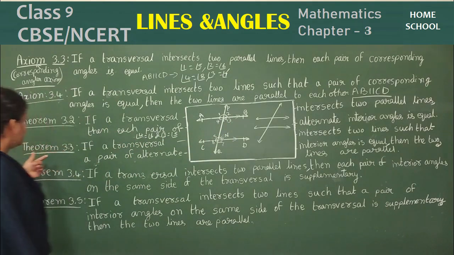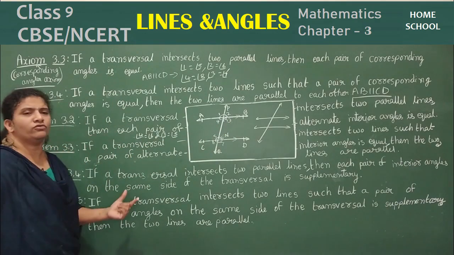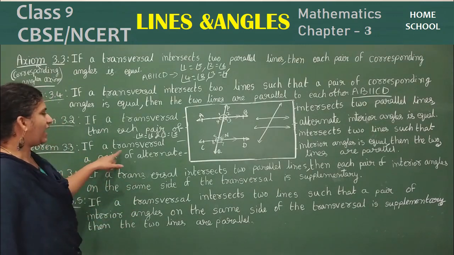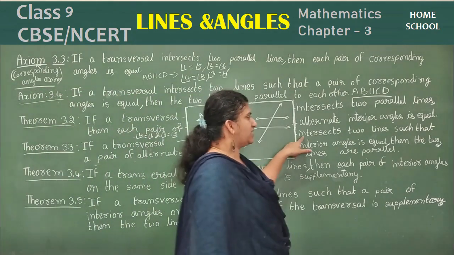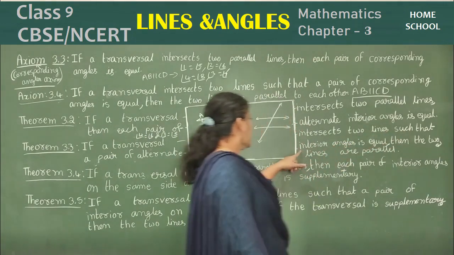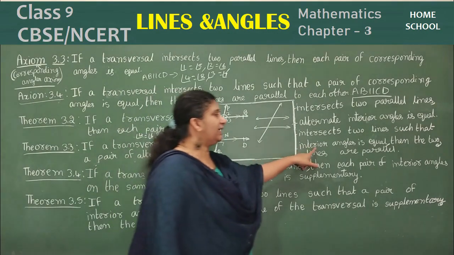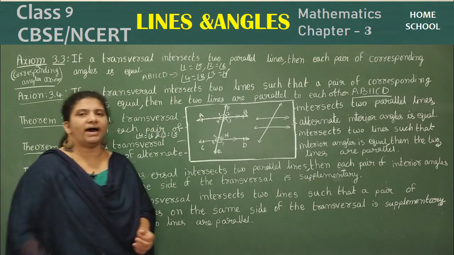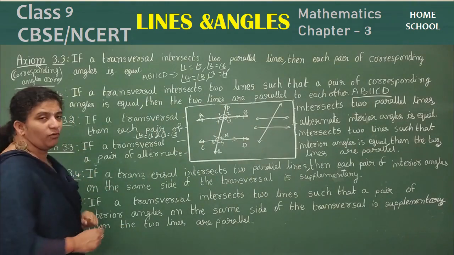So next theorem statement, look at theorem 3.3. These are all proofs, not needed. Just remember the statements. If a transversal intersects two lines such that a pair of alternate interior angles is equal, then the two lines are parallel. This statement is just the converse of theorem 3.2.